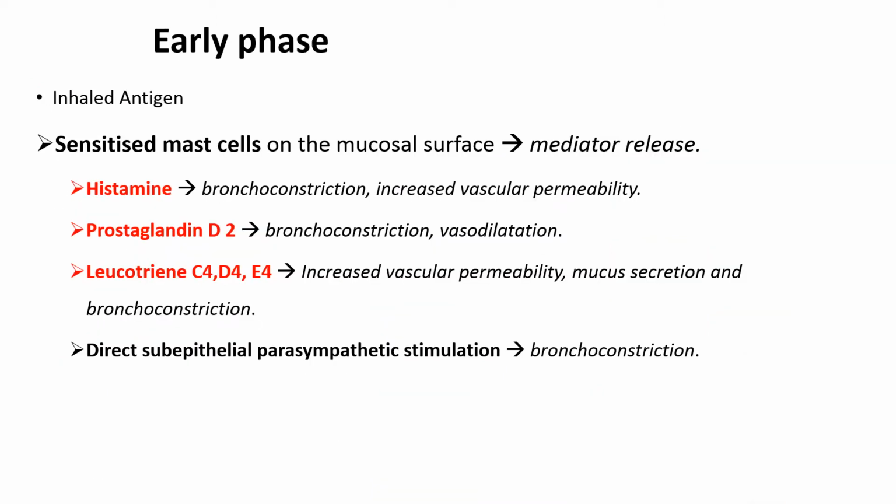And as you can see in this particular picture, the release of mediators such as histamine, prostaglandins, leukotrienes. Histamine can lead to bronchoconstriction. It increases the vascular permeability. Prostaglandin D2 can also lead to bronchoconstriction. Leukotriene C4, D4, E4, they can lead to increased vascular permeability, mucus secretion, and also bronchoconstriction. So this is what is actually happening during the early phase reaction, that is culminating in bronchoconstriction.